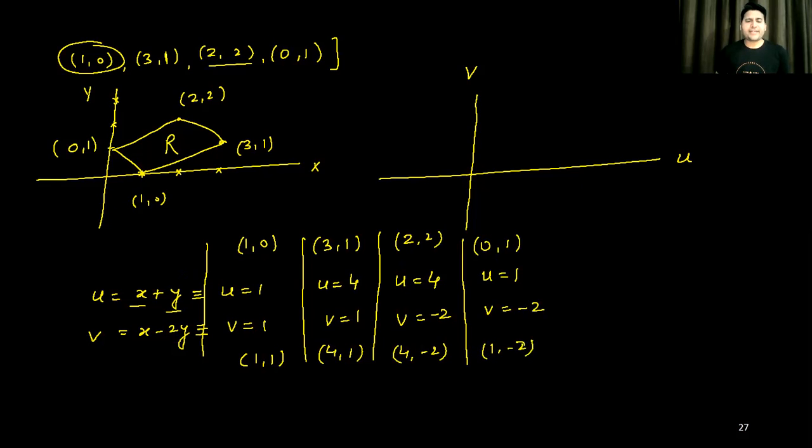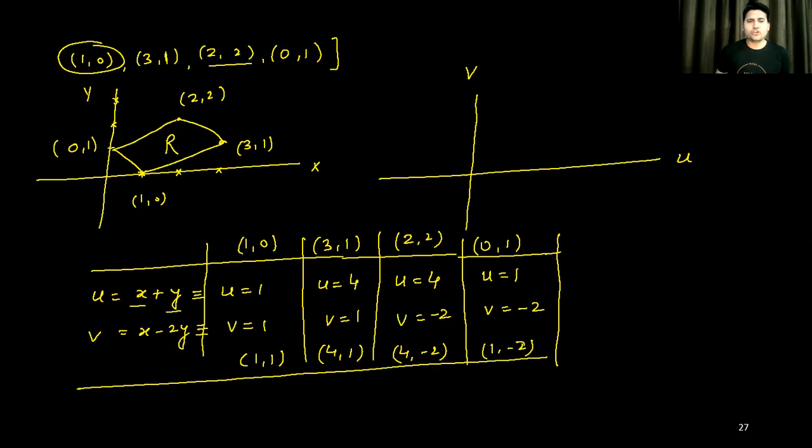So what I did, first thing, students, in order to evaluate the new region R dash, I just transformed the given points from XY plane to UV plane, and this is what they will look like. So the region formed by these points will be the region in UV plane, that is R dash.